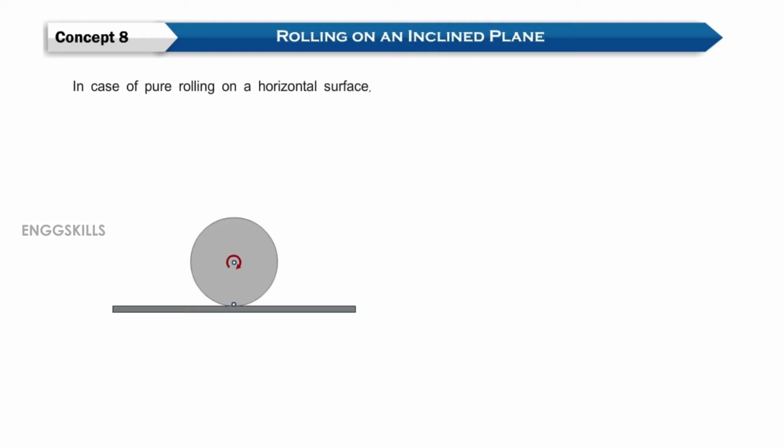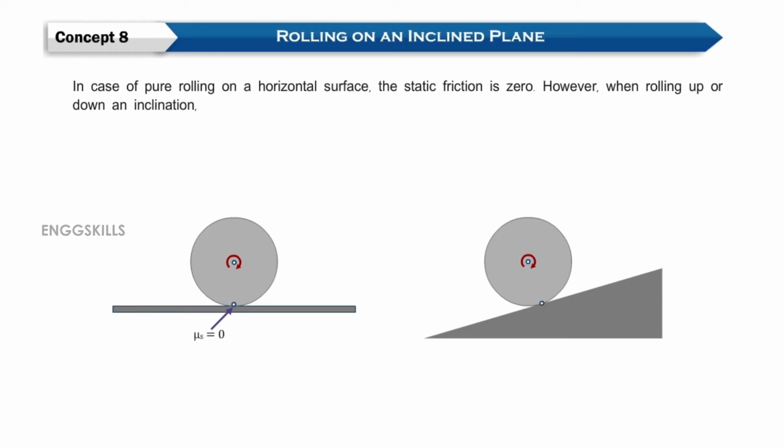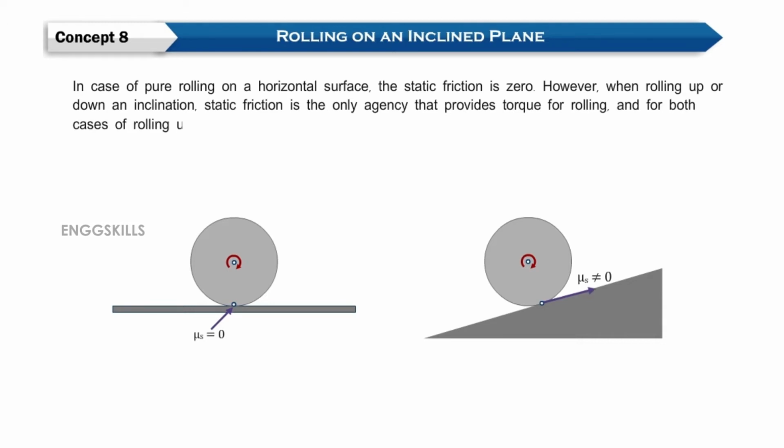Concept 8. Rolling on an inclined plane. In case of pure rolling on a horizontal surface, the static friction is 0. However, when rolling up or down an inclination, static friction is the only agency that provides torque for rolling. And for both cases of rolling up or down an inclination, the friction force always acts upwards.